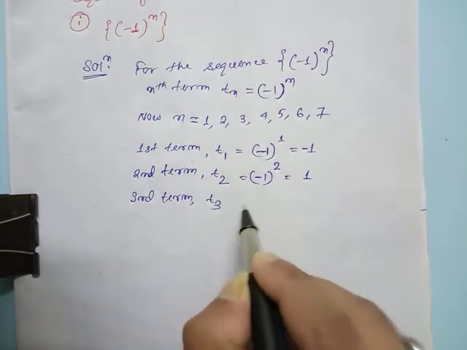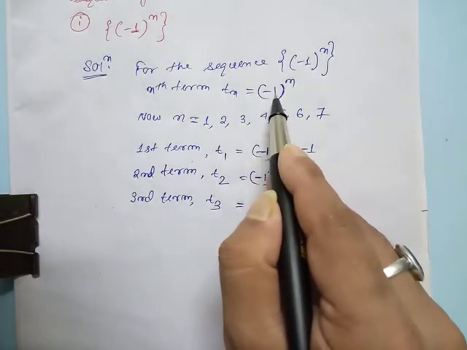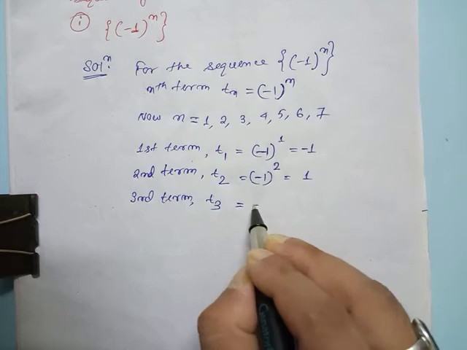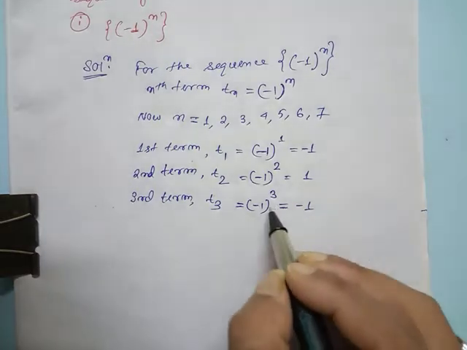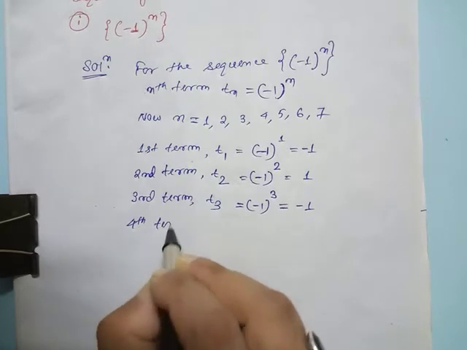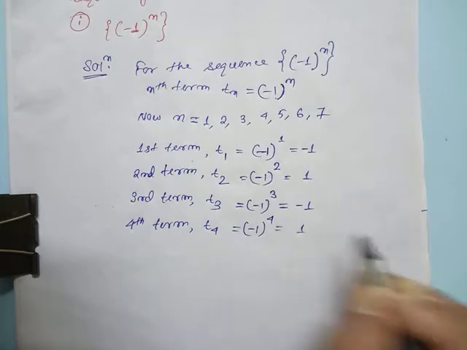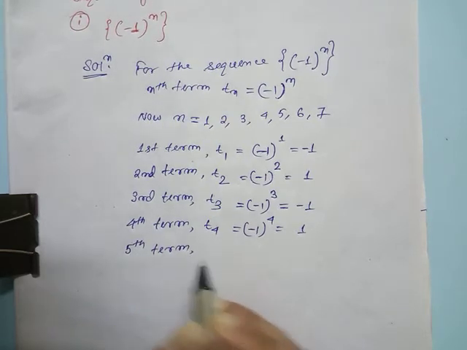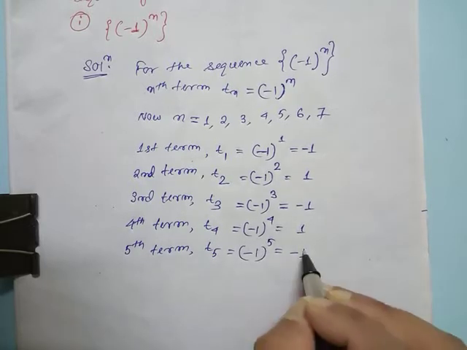Next, third term. Third term means T3. Now the value of Tn is (-1)^n. N is equal to 3 means the third term. Then T3 is (-1) cubed, and the answer would be minus 1 because it is an odd number. I already told you that. Next one is the fourth term, T4. Now here it would be (-1)^4, the answer would be positive, meaning even number. Next one is the fifth term, T5, (-1)^5, the answer would be minus 1.